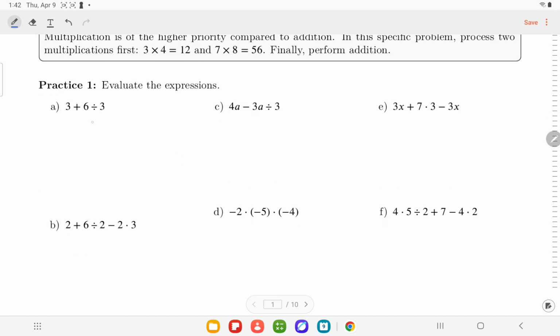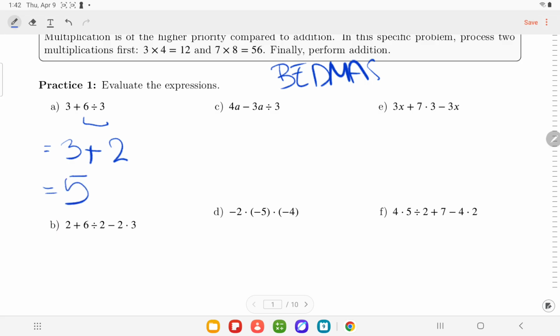So for A, as we can see, we have division and addition. So following BEDMAS, we are going to do the division first. So we end up with 3 plus 2. And then we can do the addition, which is 5.